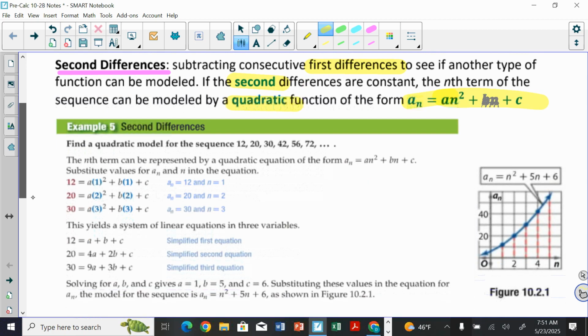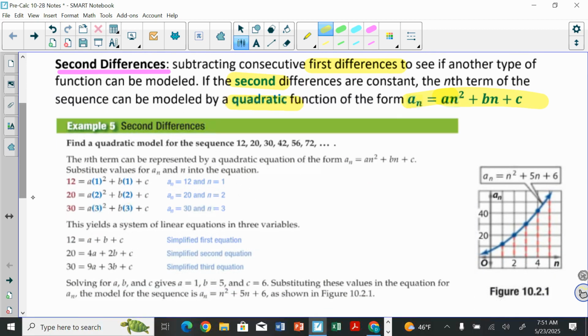Okay, here's an example where we'll point out a few things. This is a quadratic model for this sequence. You've got these terms, and we're saying that this nth term can be represented by a quadratic equation in this form. They've already done the second differences and they're constant, so we know it's going to work for this equation.